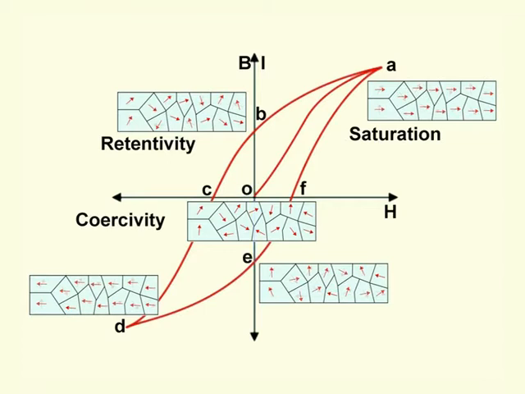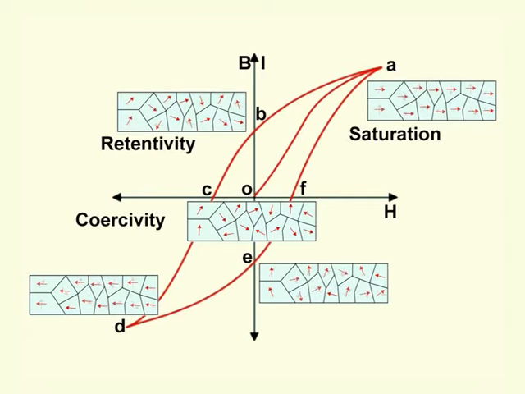In the beginning, let the toroid be unmagnetized and the situation be represented by point O. If now H is gradually increased by increasing current in the toroid, B is found to increase along the curve OA and reach a point where further increase in H shows no further change in flux density B. This shows the saturation value at A. All domains are aligned at this stage.